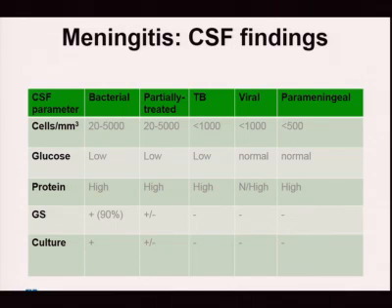The gram stain is going to be positive 90% of the time. The most common reason for a negative gram stain is with Neisseria meningitidis because the bugs are intracellular. You may not see them on gram stain. The culture is the gold standard for making the diagnosis. And remember, with partially treated meningitis, the gram stain and culture may be negative.